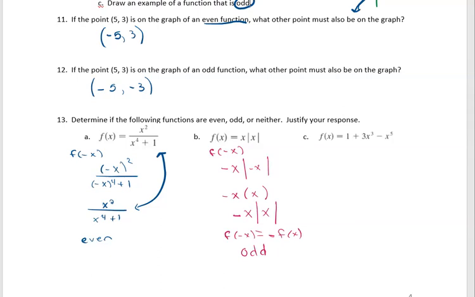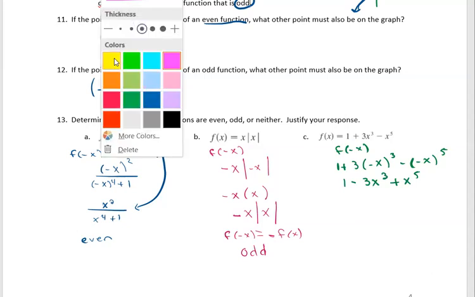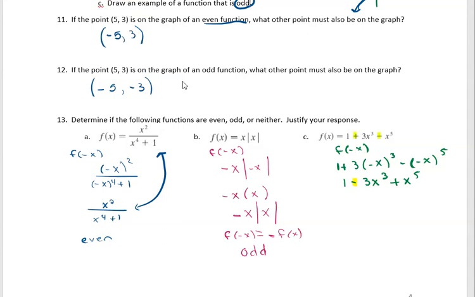Let's try part C. So we need to put in our negative. So 1 plus 3 times (-x) to the 3rd minus (-x) to the 5th. So 1, and then our (-x) to the 3rd, that will give us -3x to the 3rd. And then right here, our negative x to the fifth, and then we have a negative. So positive x to the fifth. Let's see here. Now be very careful. The sign changed right here and right here, but it did not right here. So I don't have the opposite of everything because there is no sign change right here on the 1. So this is a neither.